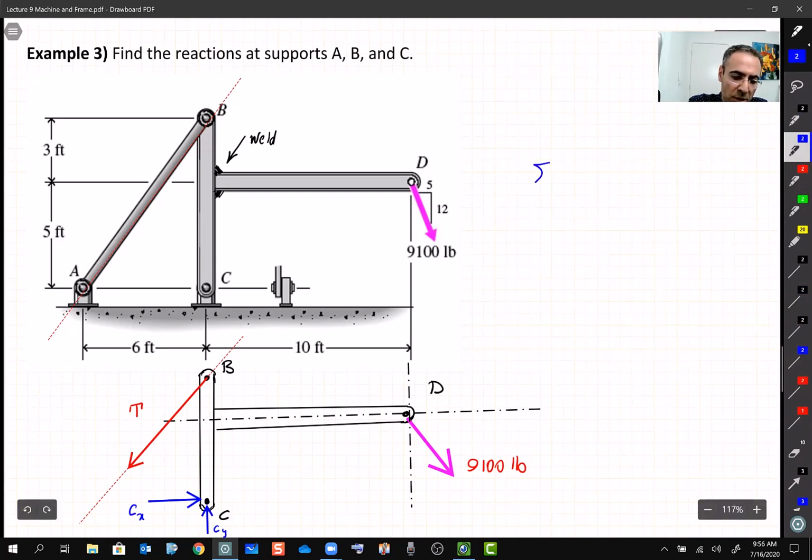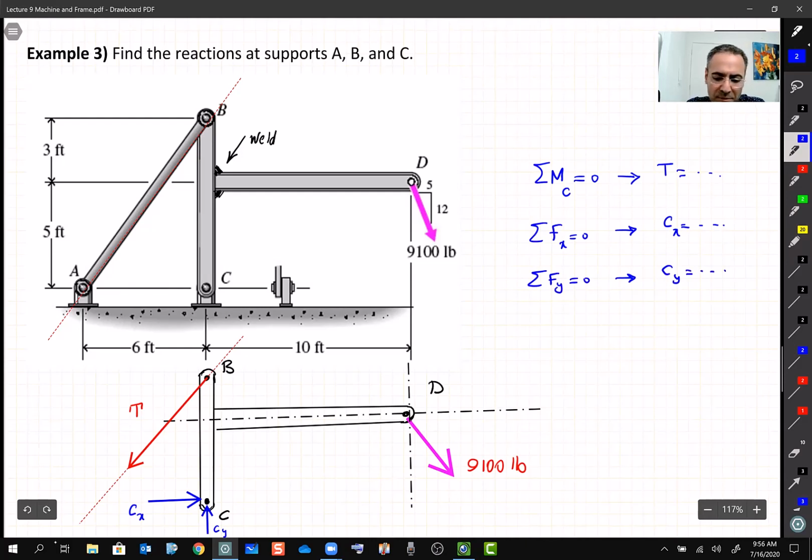You just need to start with taking the moment about point C. From here, you should be able to find T. Then you write the sum of forces in X equal to 0, which gives you Cx. And the sum of forces in Y equal to 0 gives you Cy. It seems very easy, right? Do you guys agree?